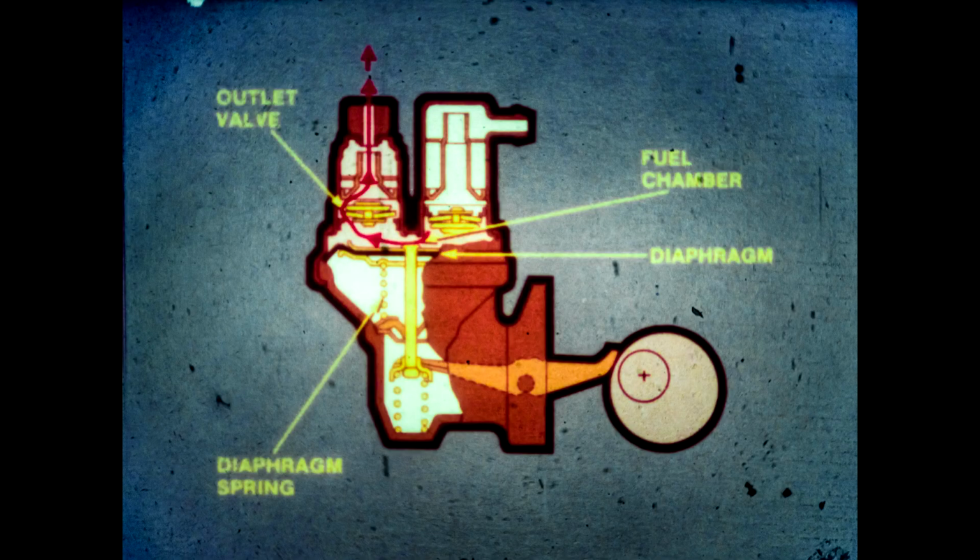The fuel pump delivers fuel to the carburetor only when the pressure at the outlet valve is less than the pressure maintained by the calibrated diaphragm spring. So when the carburetor float needle valve opens, the diaphragm spring expands to close the inlet valve and forces fuel through the open outlet valve.